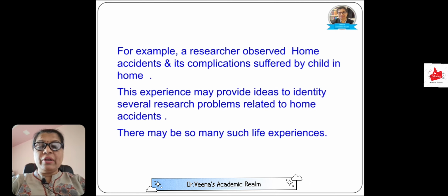Second, for example, if you are posted in the community area and you found that there is a percentage of accidents in the home and their complications, and the child is suffering from that particular complication just because of home accidents. So we can identify that this is an issue in the home. So we can identify the area of our research study, where there are so many experiences you take, and you can find the problem statement.